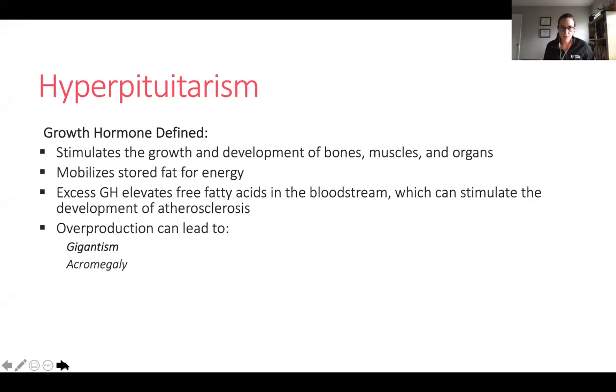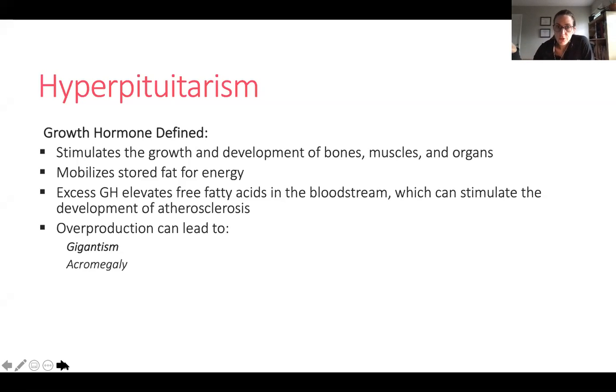Then the growth hormone, we talked about a little bit, it stimulates the growth and development of bones, muscles, and organs, and it also mobilizes fat storages for energy use later. If there is too much growth hormone, then free fatty acids in the bloodstream accumulate, and that puts the person at risk for developing atherosclerosis. If you remember from the last unit, that is when the fat buildup inside the vessels narrow them, and that puts the patient at risk for hypertension, strokes, things like that, because if it's too narrow, then it's impeding blood flow to those vital organs.